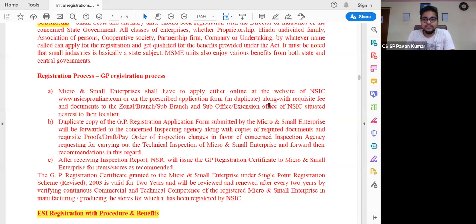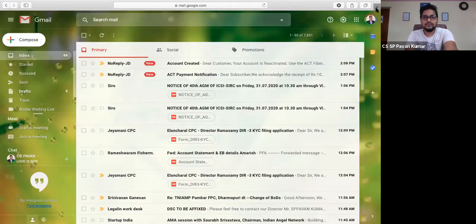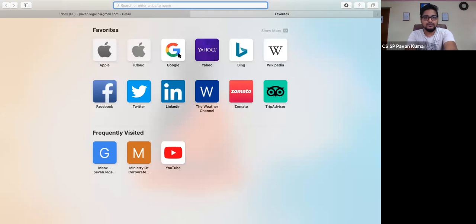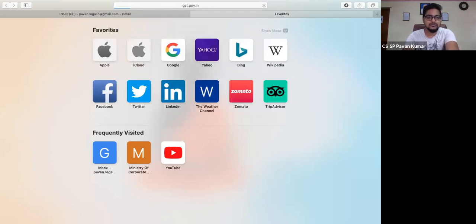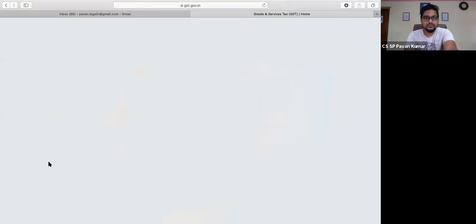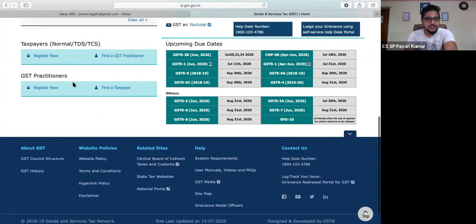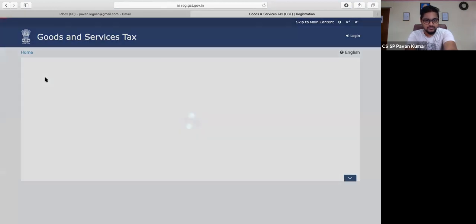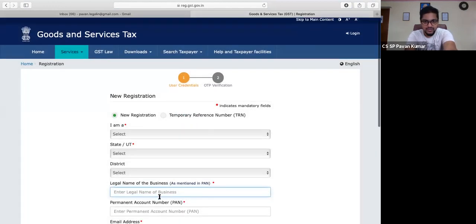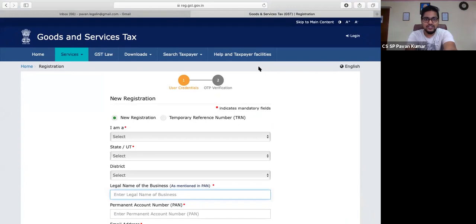GSTR1 is the form for GST registration. Here, on the website, we go to services, registration, new registration. Then you just type this number, and your TRN number will get registered, and then it goes to the next process. This is how you basically do your GST registrations.